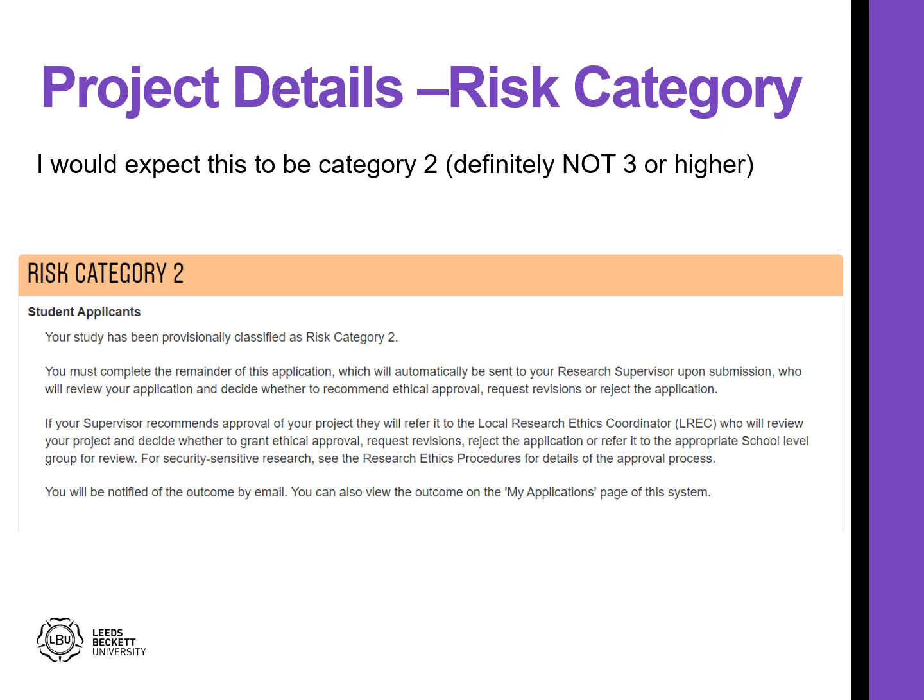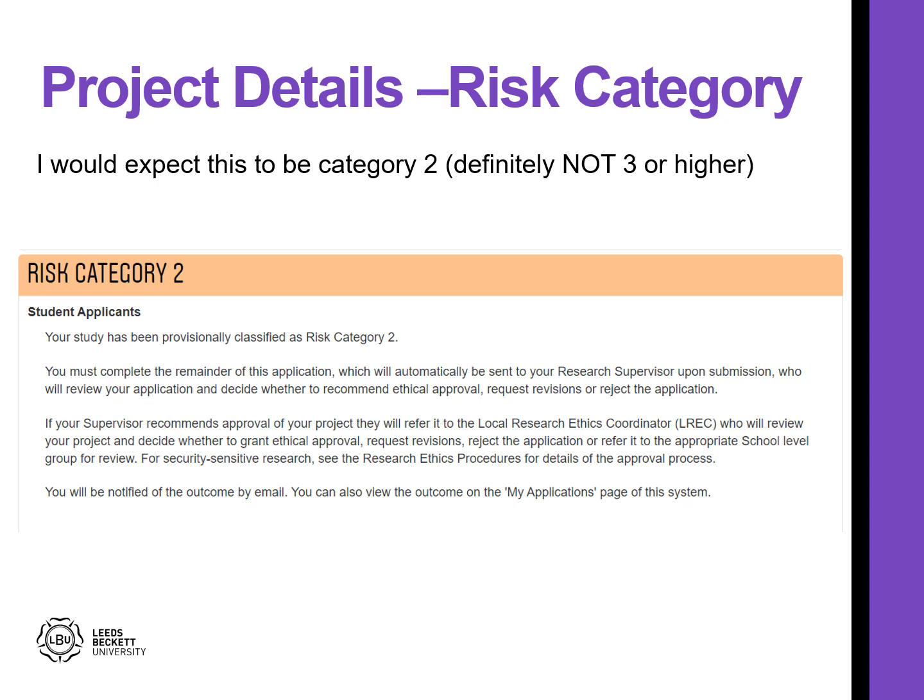This is risk categories 1, 2, 3, 4. Risk category 1 is basically you're going to be in a room somewhere and you're not going to talk to anybody and anything like that. So that's not for you. Risk category 2 is where I think you will be, and you will need ethical approval.